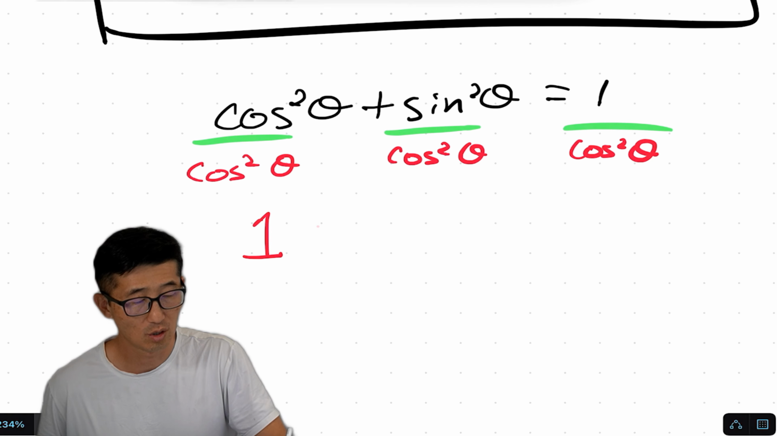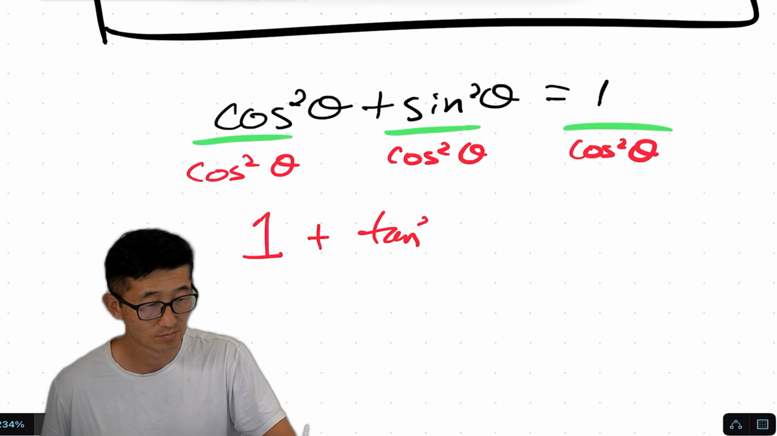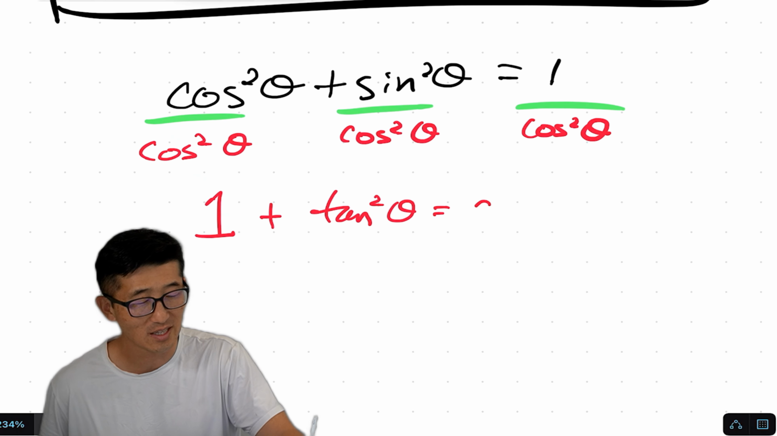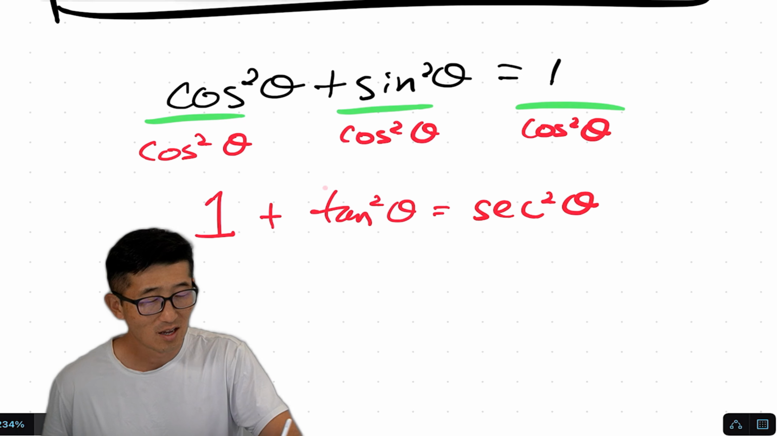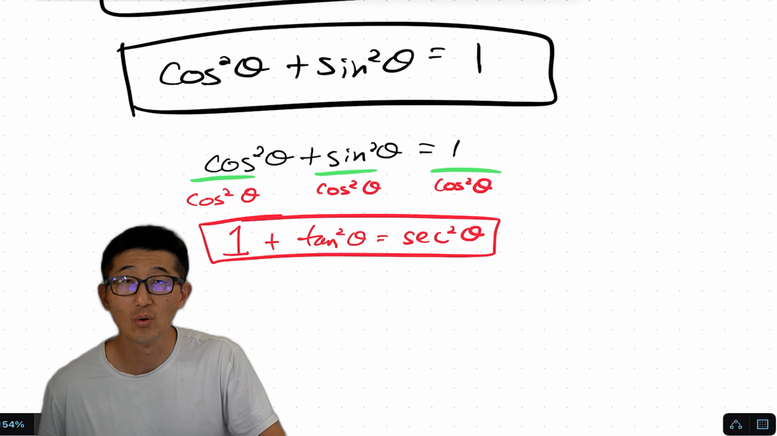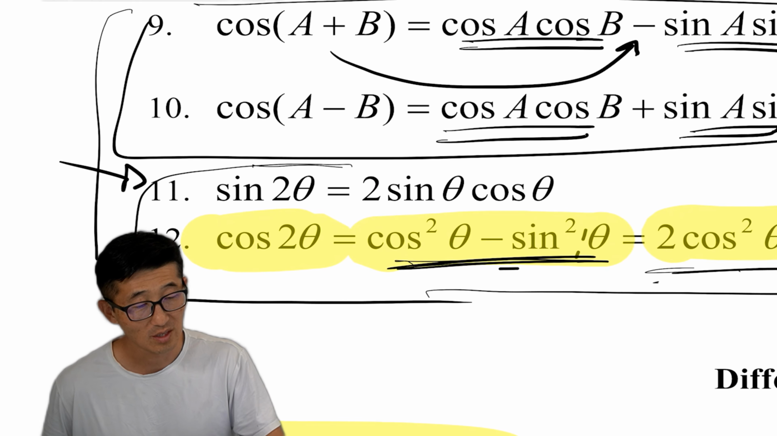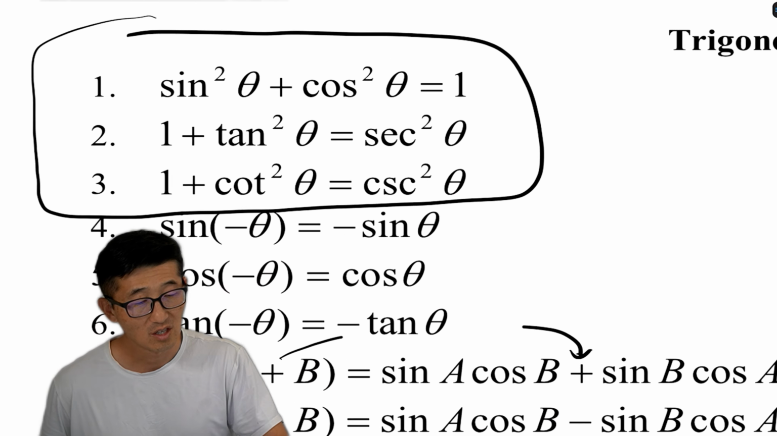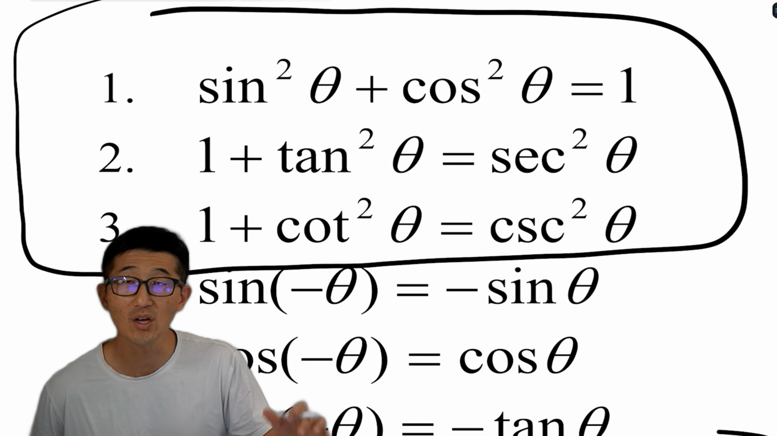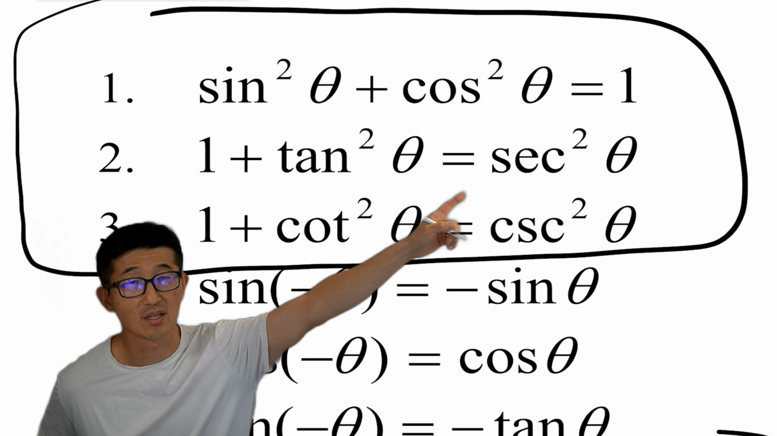1. What's sine over cosine? Tangent. And what's 1 over cosine? Secant. Whoa, what is this? Well, guess what? If you take a look over here, you have sine squared theta plus cosine squared theta equals 1. And then you have another version. 1 plus tangent squared theta equals what?